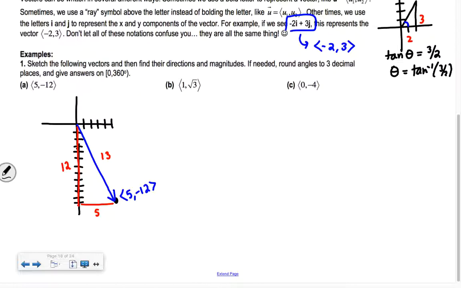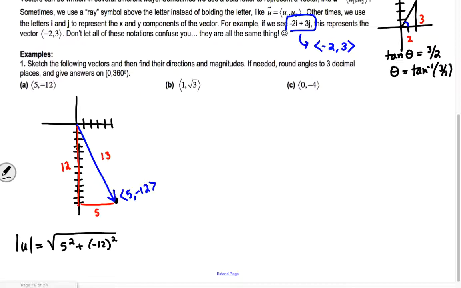So the way we represent magnitude is we use a little line. It's like an absolute value. Sometimes you might see it with 2 lines, but I'm lazy and I try to do the minimum and I just do 1. So it's okay, you can do 1 line. So the magnitude of u is going to be the square root of 5 squared plus the negative 12 squared. And you can check, but that ends up being 13, because of that Pythagorean triple we learned yesterday or Wednesday.